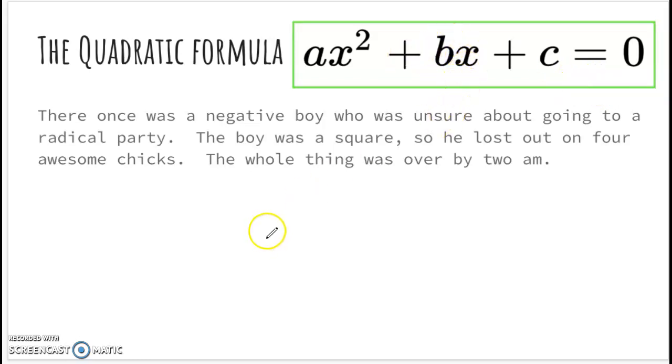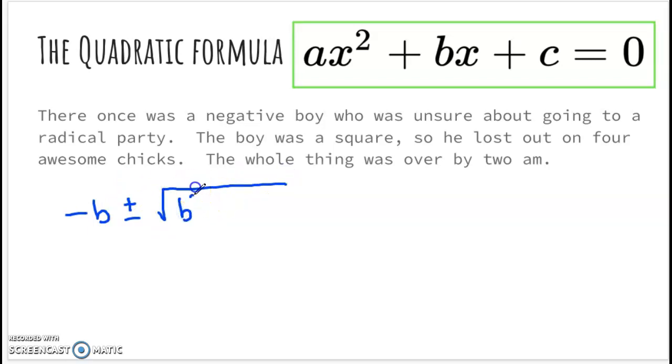All right, so here's a story that I use to help remember or memorize the quadratic formula, because this is really just one of those things you have to memorize. There's no developing of the concept here other than looking at the proof of completing the square, which is complicated. Okay, so there once was a negative boy who was unsure about going to a radical party.